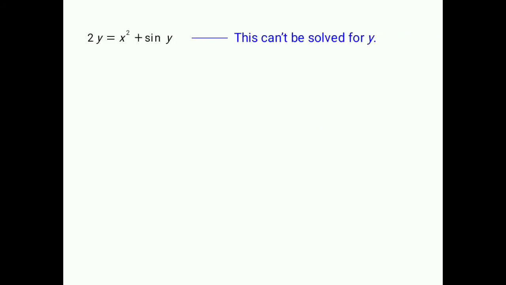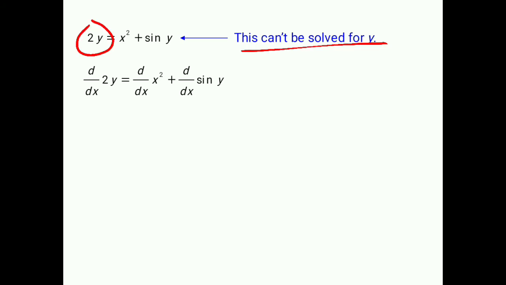So let's try another example. As you can notice, 2y is equal to x squared plus sine of y. Hindi, it is impossible, this equation can't be solved for y. Hindi natin ma-isolate si y dito. So of course, we are going to use the implicit differentiation technique. So differentiate all terms, di ba? So that is the derivative of 2y is equal to the derivative of x squared plus the derivative of sine of y.